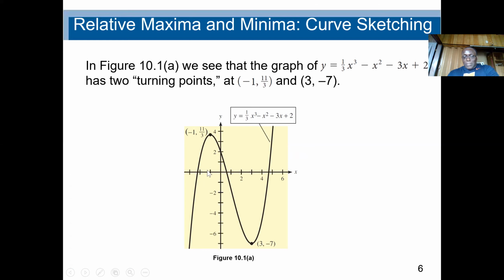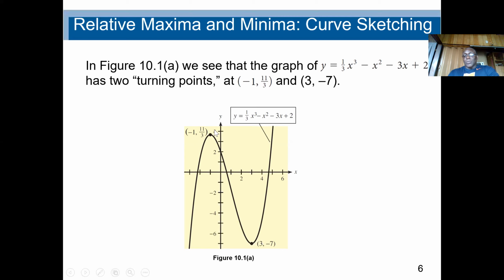But when we start from -1 all the way to 3 here, we can see that the function is decreasing, because as the function is decreasing, x is increasing. So we have a decreasing function from -1 all the way to 3. But from 3 to, let's say, 5, we have an increasing function, because x is increasing and the function is also increasing. So that's the whole concept.